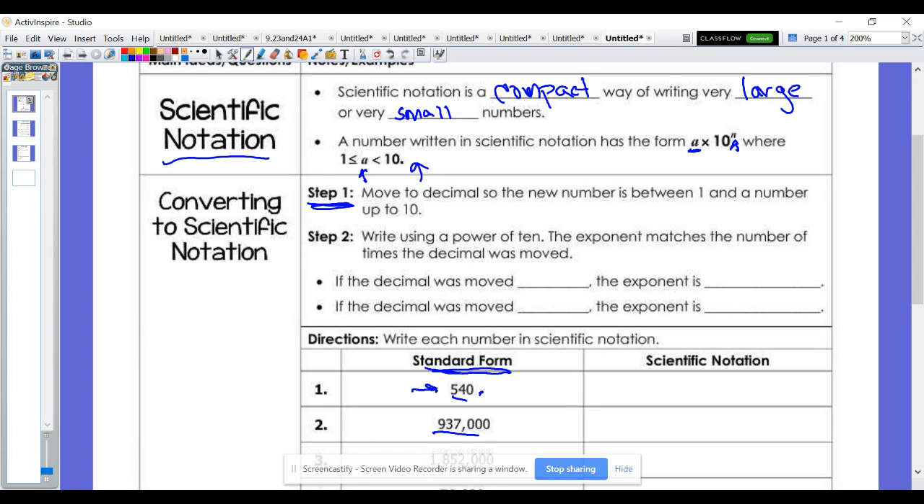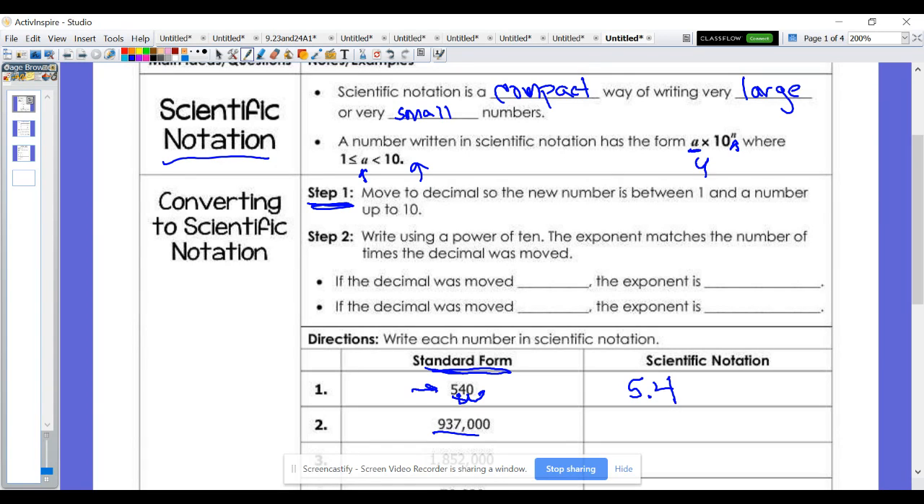They don't show it because it's kind of useless in standard form, but it's there. So if I'm changing something to scientific notation, first step says to move that decimal point. So if the decimal point is there, I'm going to move it until what I'm left with is a number between 1 and 10. So right there, I moved that decimal point. So the first part of scientific notation is 5.4.